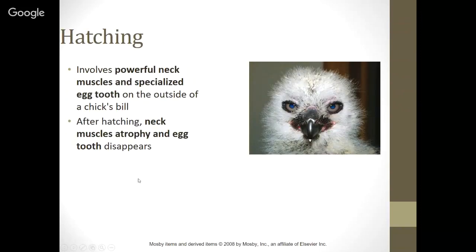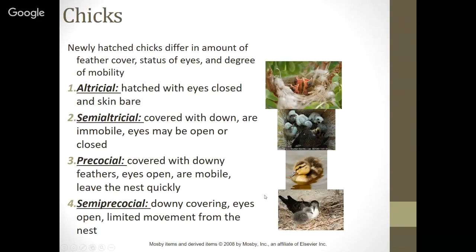Hatching involves powerful neck muscles and a specialized egg tooth on the outside of the chick's bill. Here is the egg tooth here, the end of this little hatchling's bill. After hatching, the neck muscles atrophy and the egg tooth disappears. There are different types of chicks, and they differ in the amount of feather cover, the status of their eyes, and the degree of mobility. And you need to know the difference between the different chicks.